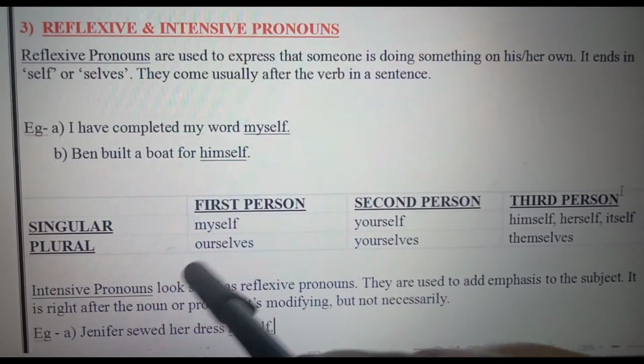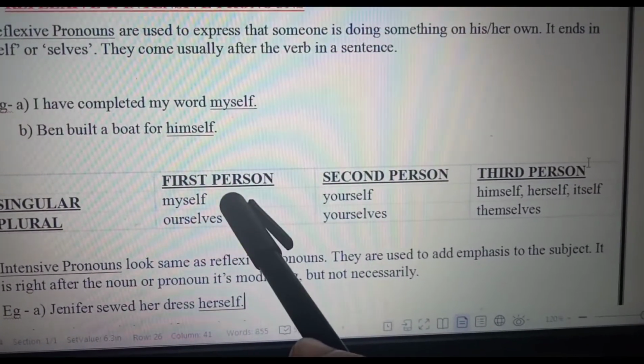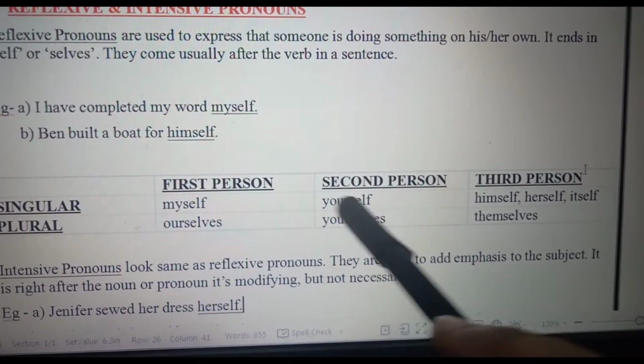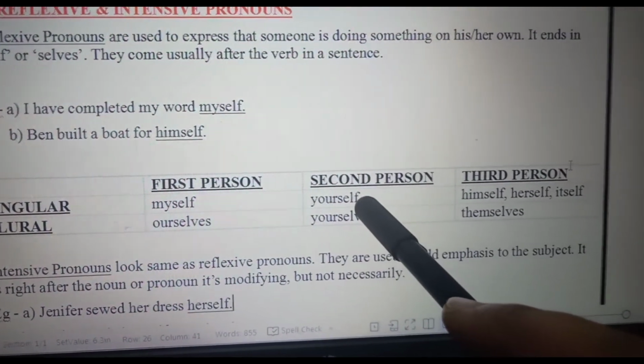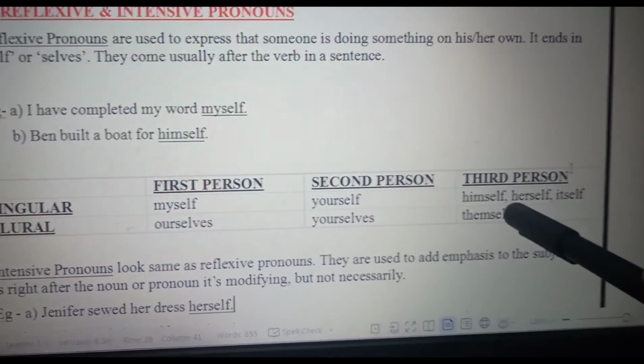Now let's have a look at the given table. In this table, again we are having first person. First person is the speaker, second person is the listener, and the third person is the one we are speaking about.